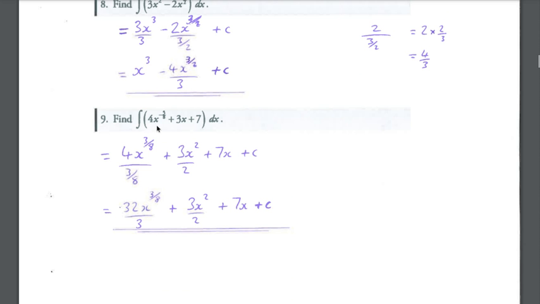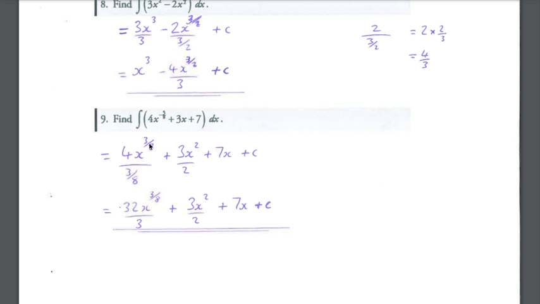And question number 9, exactly the same. Add 1 to the power, divide by the new power. Add 1 to the power, divide by the new power. If I integrate 7, I'll get 7x, because if I differentiate 7x, I will get 7. We are undoing differentiation, plus the constant of integration there.